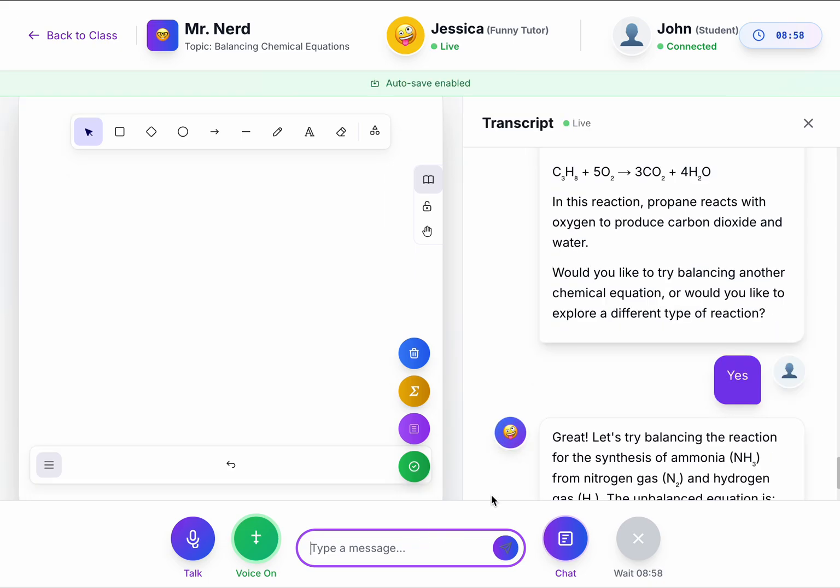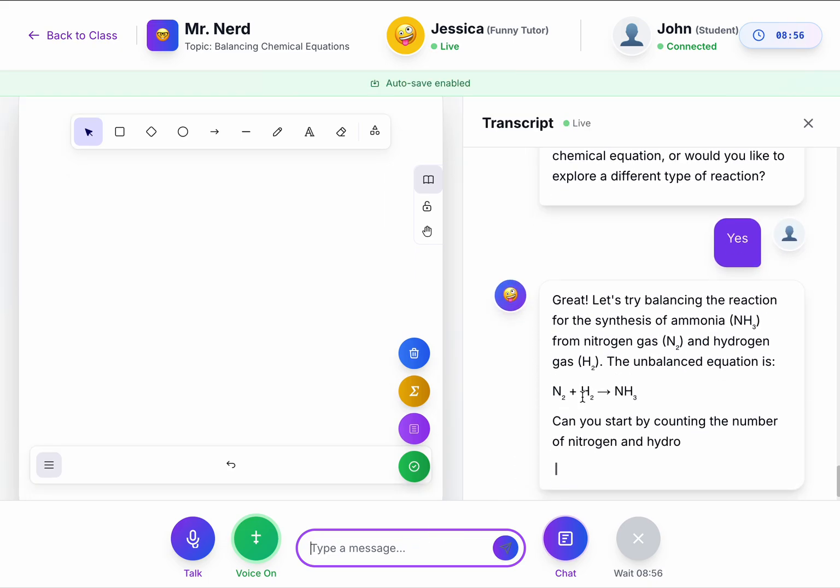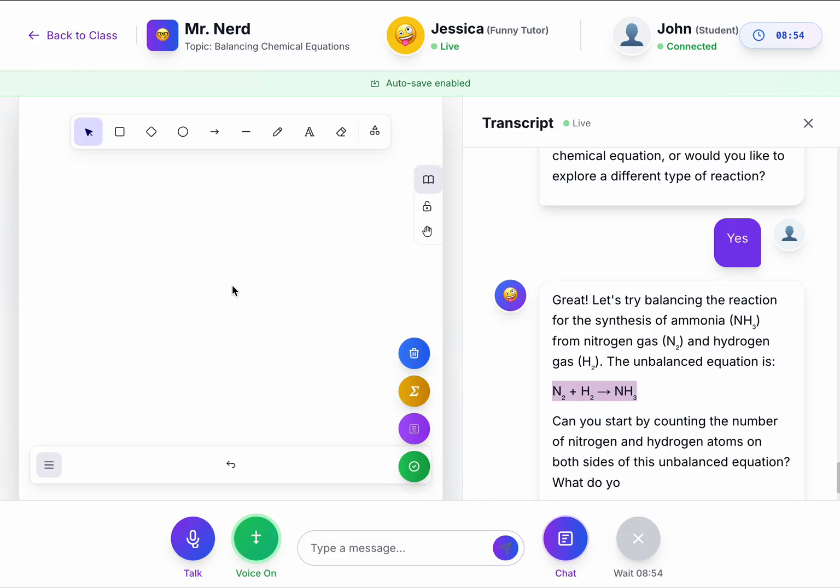Great, let's try balancing the reaction for the synthesis of ammonia, NH3, from nitrogen gas, N2, and hydrogen gas, H2. The unbalanced equation is N2 plus H2 yields NH3. Can you start by counting the number of nitrogen and hydrogen atoms on both sides of this unbalanced equation? What do you find?